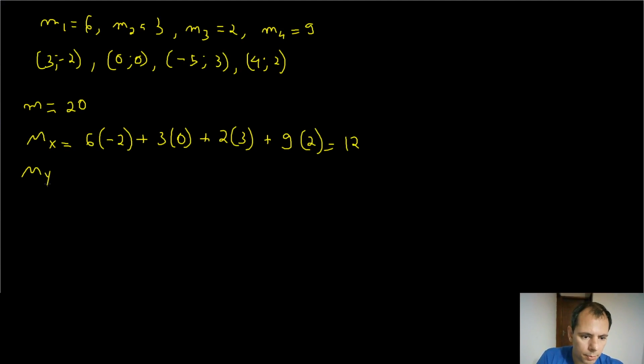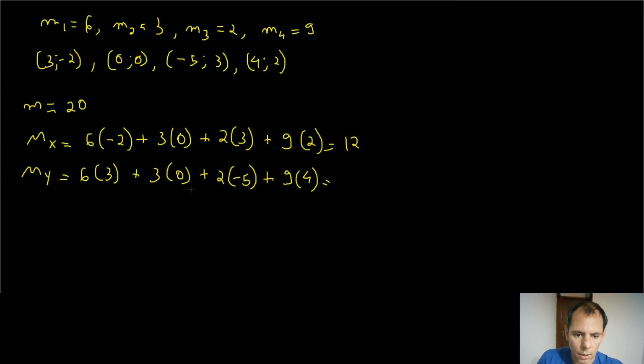The moment of mass about the y-axis, then you're going to care about the x-coordinate. So it'll be 6 times 3 plus 3 times 0 plus 2 times minus 5 plus 9 times 4. So it'll be 18 minus 10, it'll be 8. 8 plus 36, going to be 44.